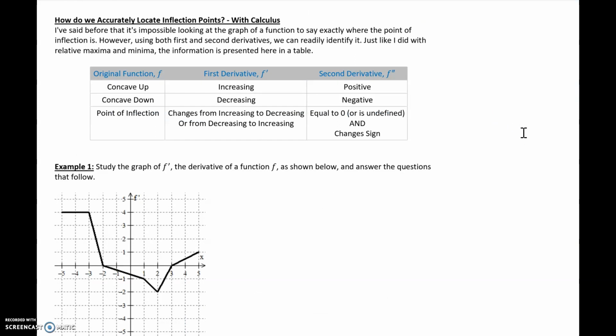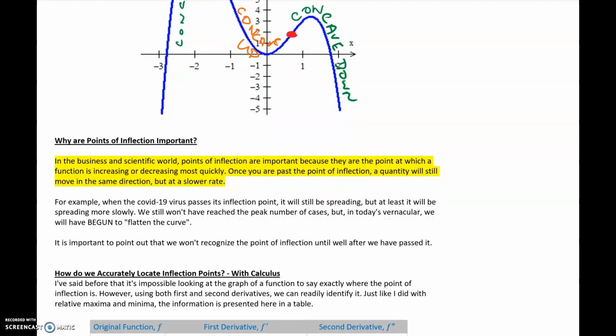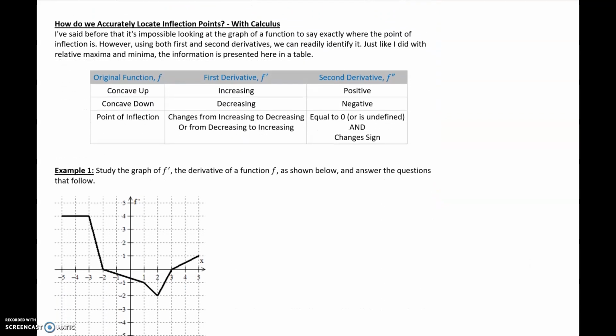So what is this class going to do in the next 10 or 11 minutes? We're going to look at how we would accurately locate inflection points. Going back to this graph, it's very hard to specify where exactly the points of inflection are. The red dots give you a ballpark estimate. The points of inflection are close to those locations, but I can't say exactly where. So here's the start of today's class: how do we accurately locate inflection points? And the answer is with calculus.